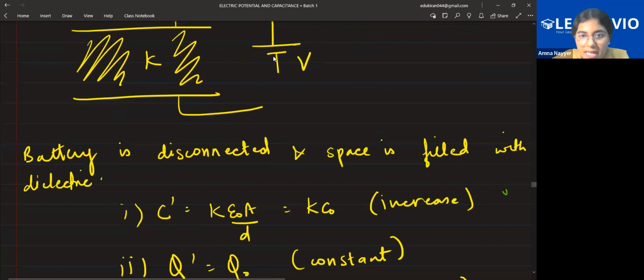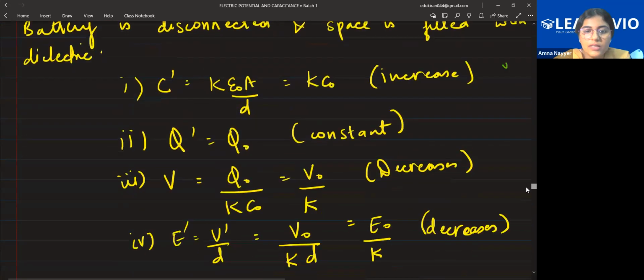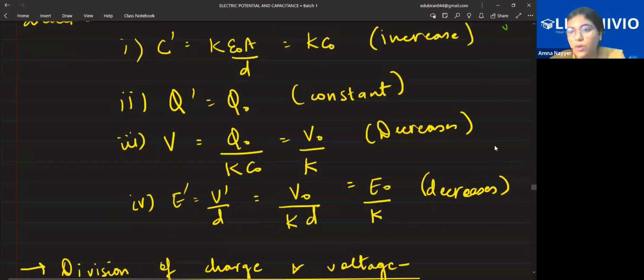Now suppose the battery is disconnected. This is the disconnection which is shown. So the battery is disconnected, and the capacitance is K C naught, meaning it increases K times. Same thing, because it is filled with dielectric material, so it is going to increase. What about the charge? This you have to remember. In this case, the charge does not increase. The charge remains the same. So the charge won't change here.